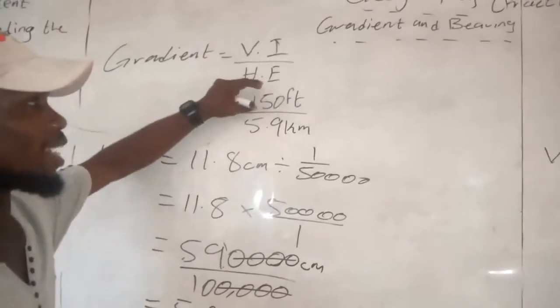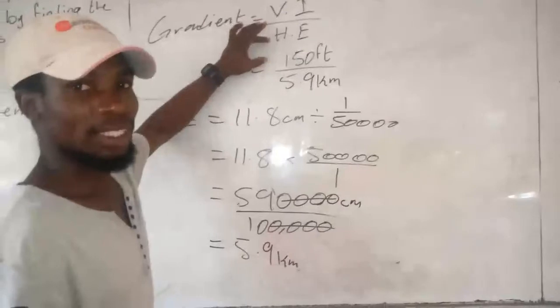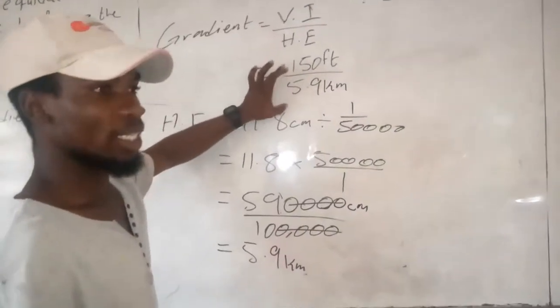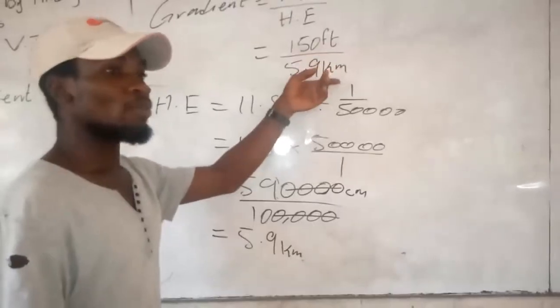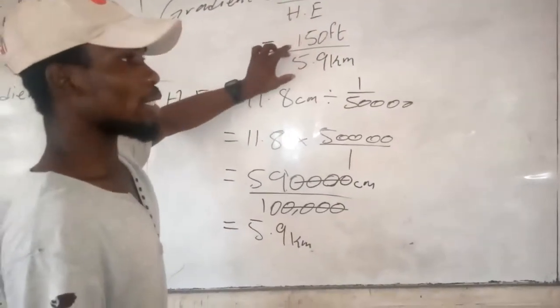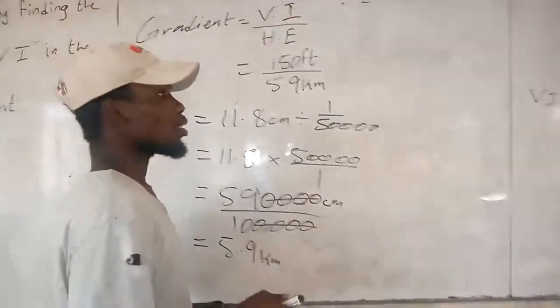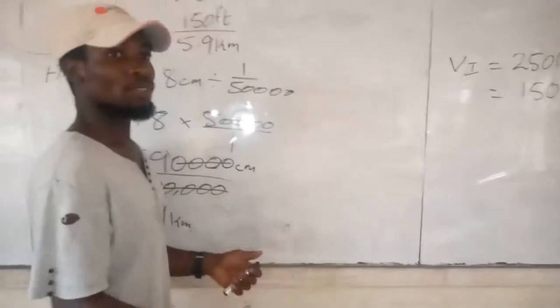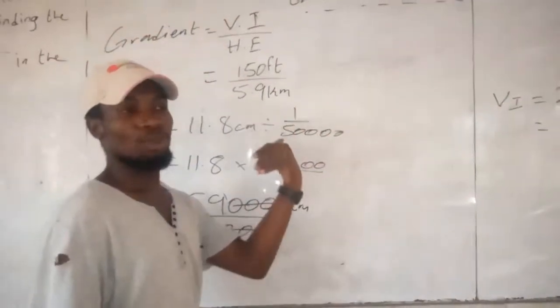So you have to get them to be in the same unit. Either they'll both be in feet or they'll both be in kilometers. And well, I am more conversant with the kilometer, so I prefer to change the feet to kilometers. So let's convert the 150 feet to kilometers. First, you convert it to meters and then convert the meters to kilometers.